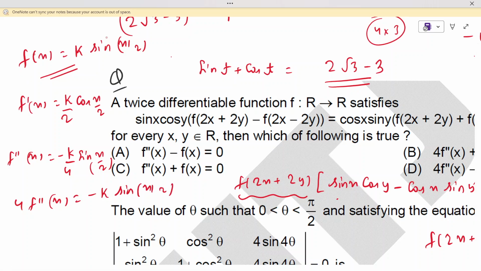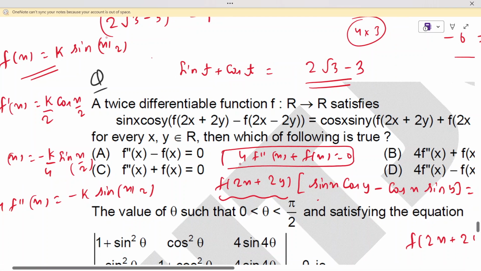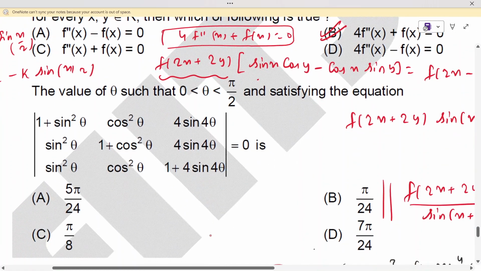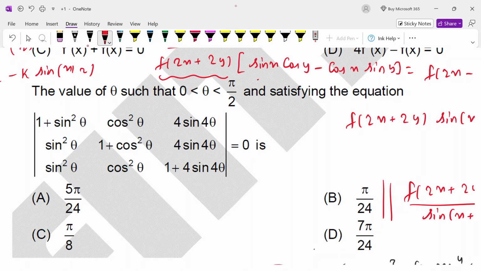Now simply add both equations. So 4 f double dash x plus f(x) equals 0. We have 4 f double prime plus f equal to 0. So I guess it's matching with option B. Clear? So that's how we can solve this question.